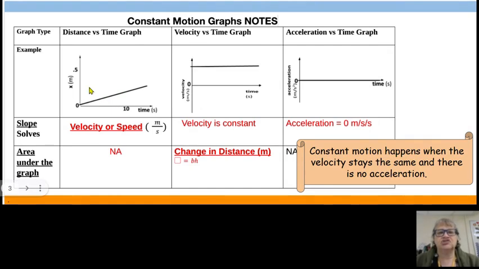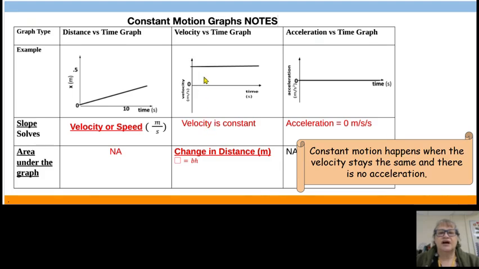On a position versus time graph, you would have some sort of sloped line. On a velocity-time graph, you would have a horizontal line. And on your acceleration versus time graph, there would be a horizontal line at 0 because there won't be any acceleration. On our distance versus time graph, if we look at the slope of the line, we get the velocity or the speed of the object. The area doesn't tell us anything.